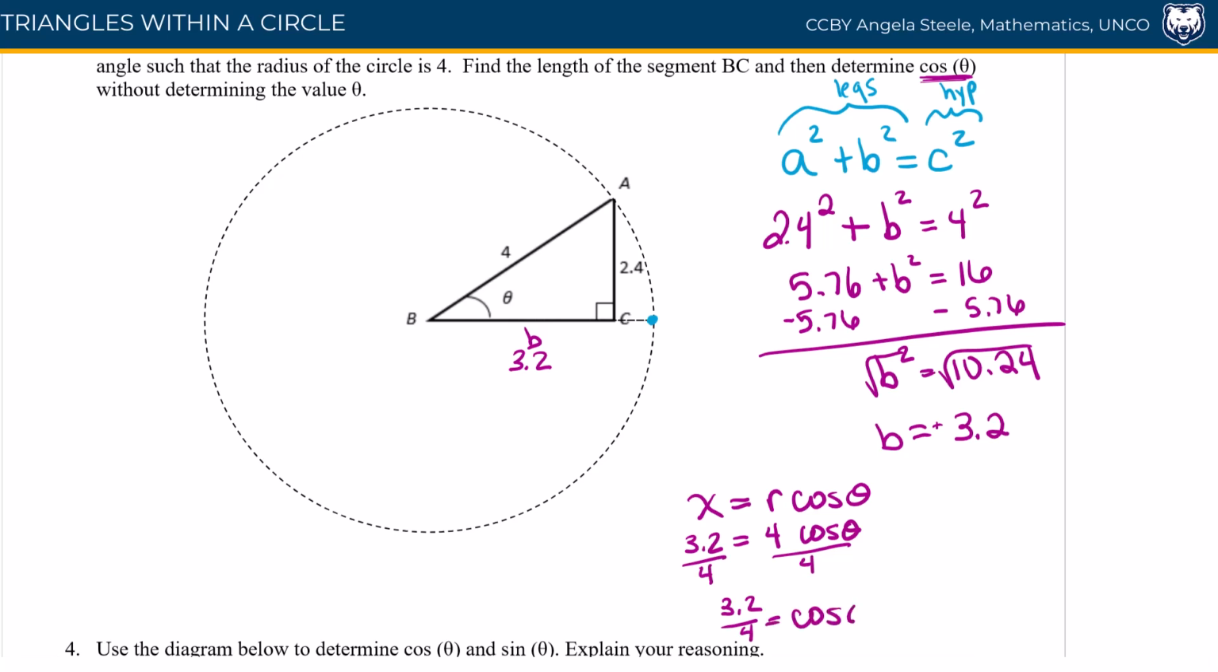That gives us cosine of theta is equal to 3.2 divided by 4. Again, we are not determining our theta value, so we do not need to take the inverse. This is just us learning how to work with triangles.